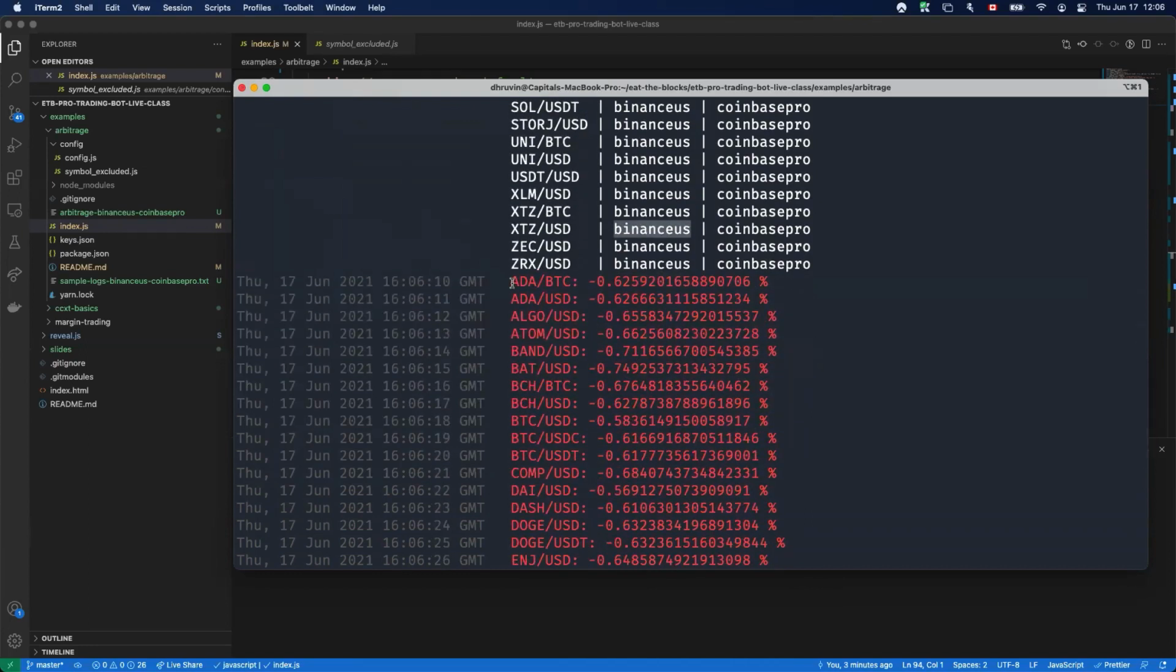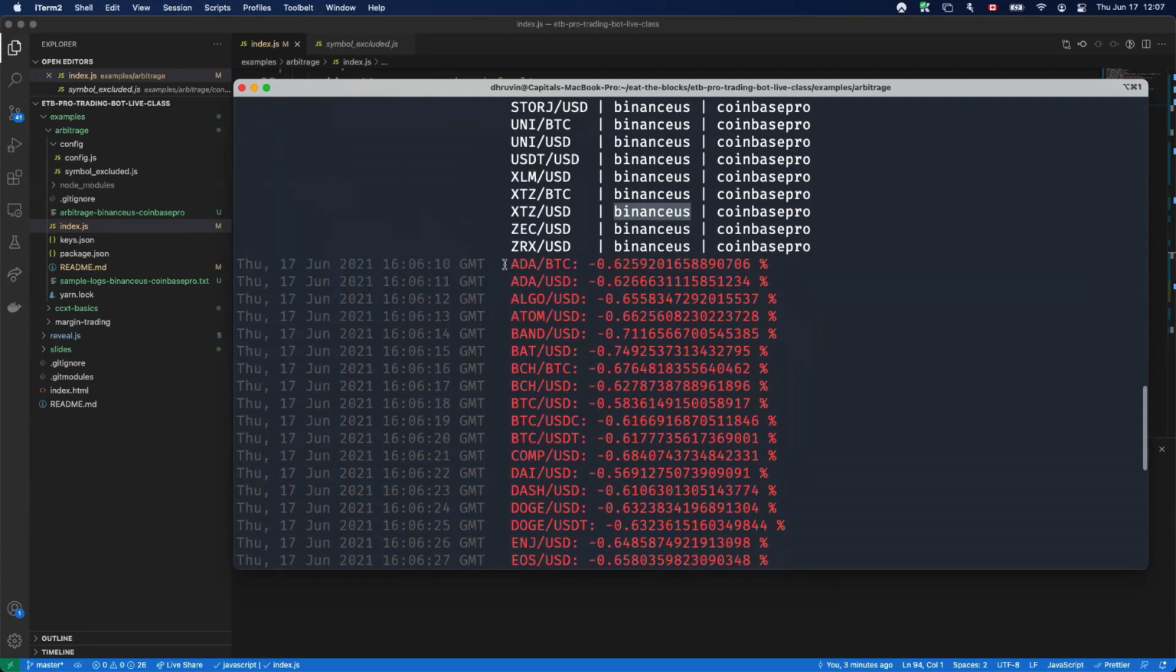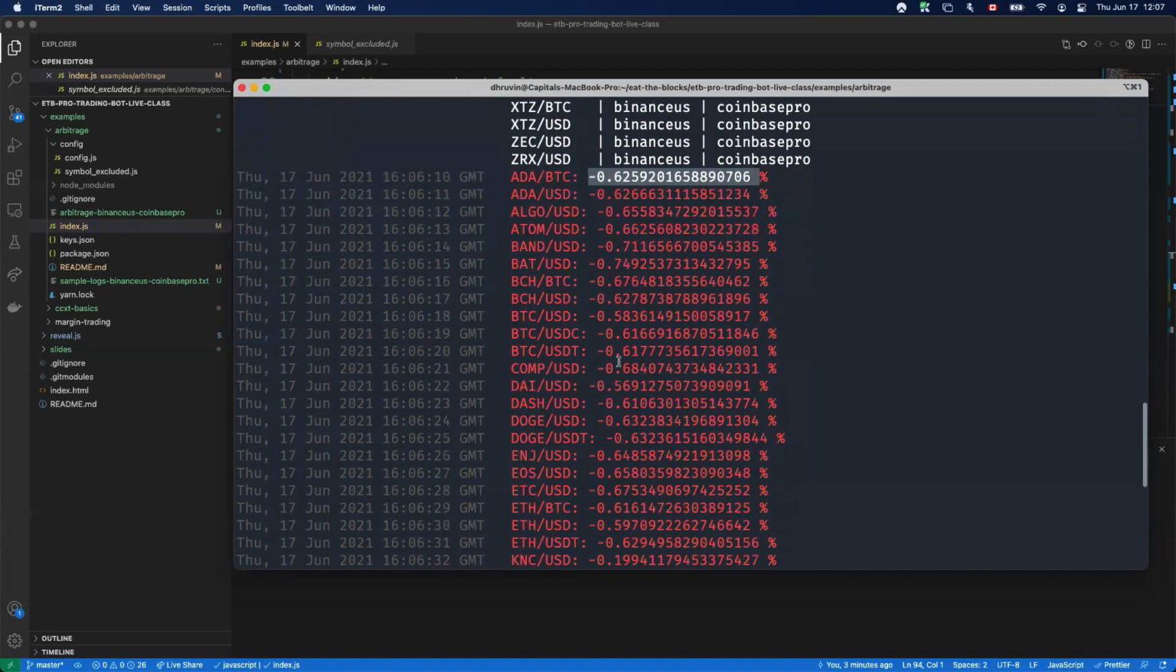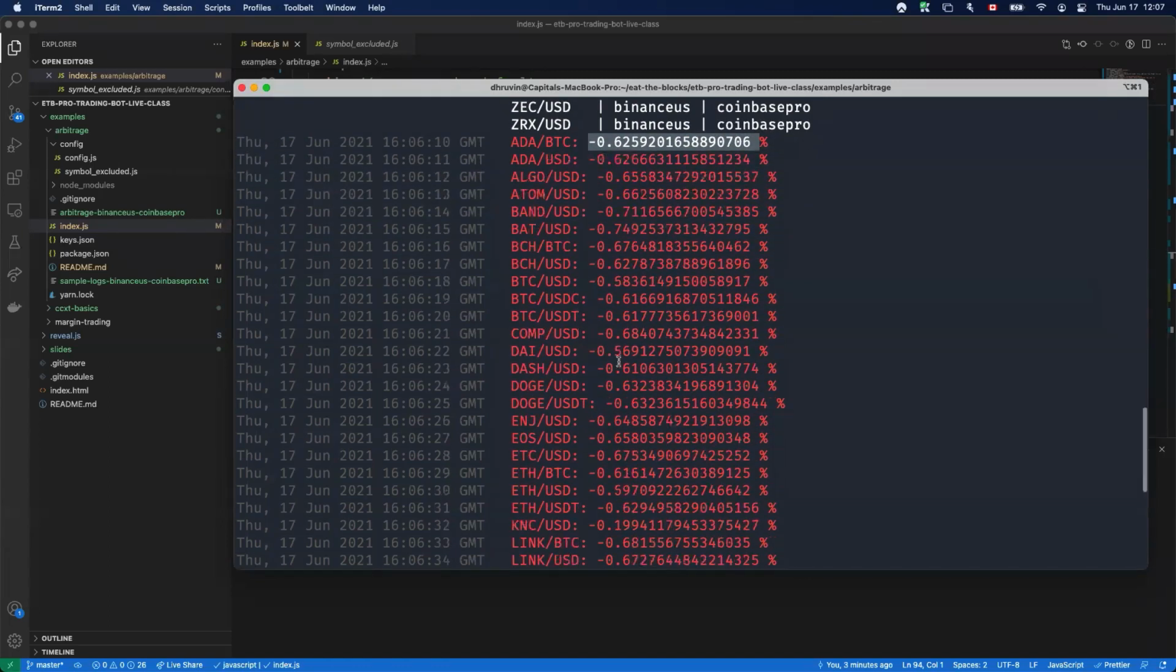Once it displays all the possibilities of arbitrage, the next thing it shows is a comparison between these two exchanges, Binance and Coinbase. So if you do the arbitrage between the two exchanges, this is the profit that you're going to get, which is currently in minus. So this is not good, right?